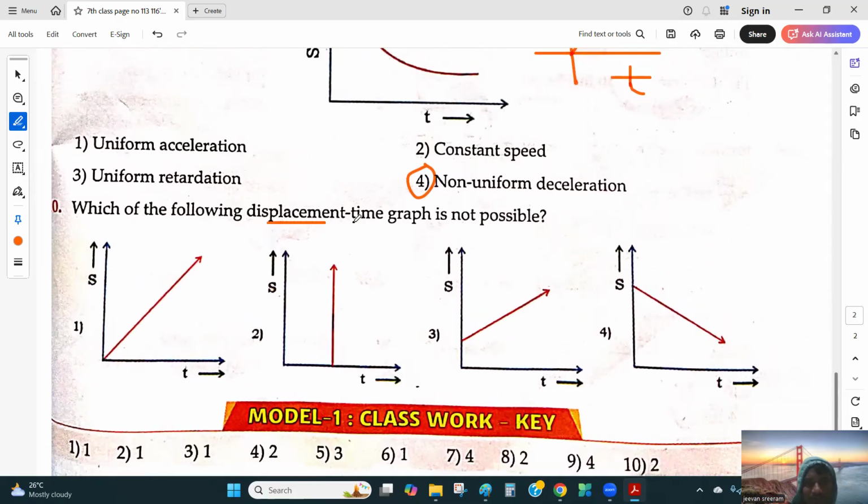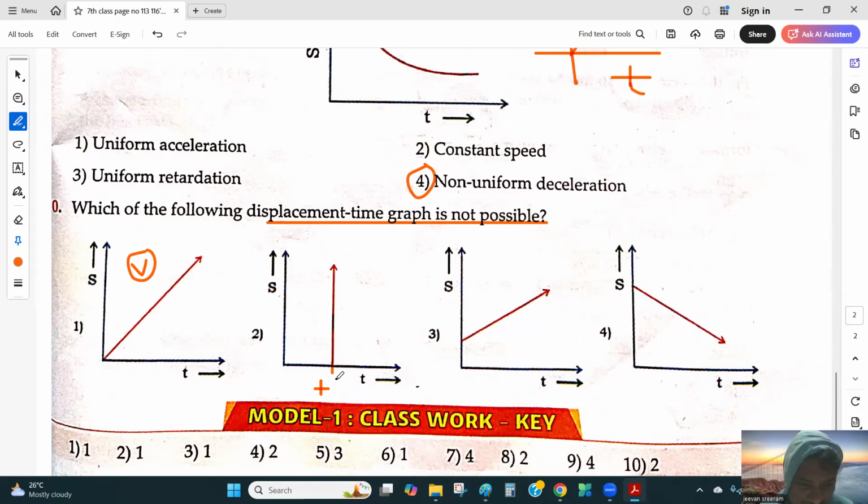For the displacement-time graph, this is not possible. Here, displacement-time, it's a uniform velocity, it's correct. Displacement is increasing but time is not moving. Displacement can never become stationary in time, right?